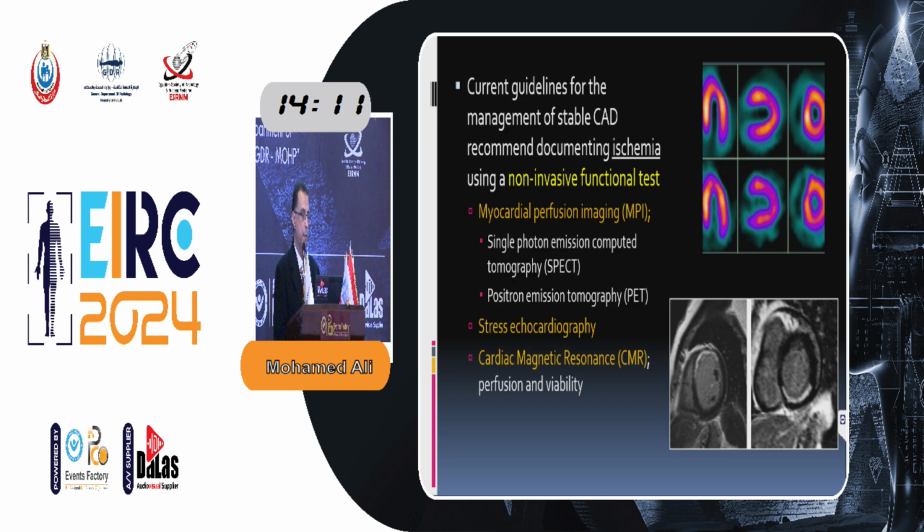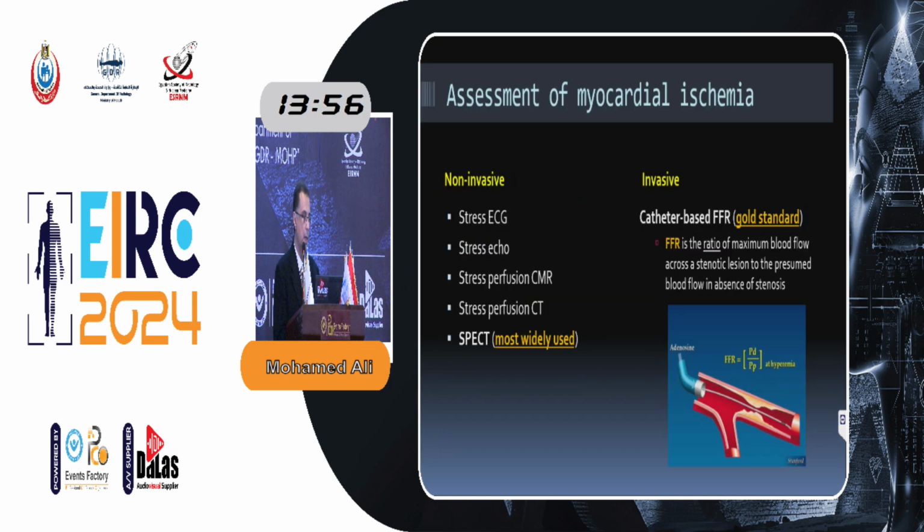Current guidelines for management of stable coronary artery disease recommend documenting ischemia using a non-invasive functional test. These include myocardial perfusion imaging, stress echocardiography, and cardiac magnetic resonance. The assessment of myocardial ischemia could be either non-invasive or invasive. The non-invasive tools include stress ECG, stress echo, stress perfusion CMR, stress perfusion CT, and SPECT. And SPECT is the most widely used nowadays for assessment of myocardial ischemia.